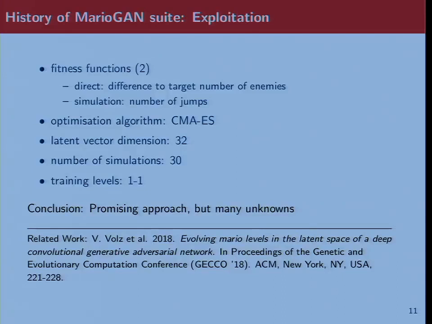But the point I was trying to make here is we set up fitness functions so we can demonstrate we can control where we're going, and we find that the levels we generate have lots of jumps or something, but we didn't properly think about all the fitness functions that could be applicable here because we didn't have the time. We were focusing on the generator stuff, right? And we used CMA-ES because that works out of the box, but we didn't properly think about it. We used one fixed latent vector dimension. We averaged over 30 different simulations. We just used one level.